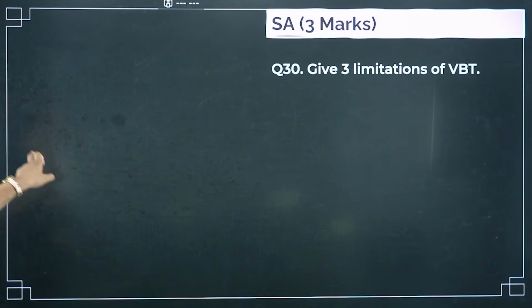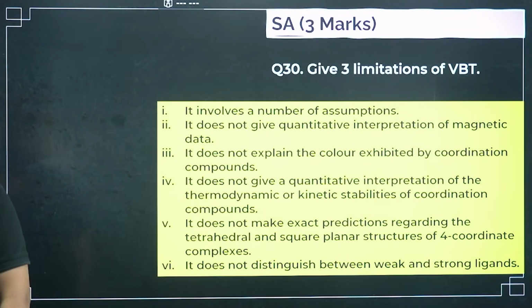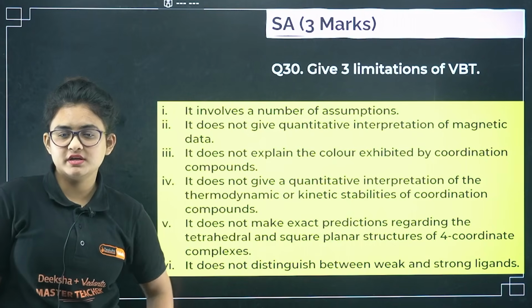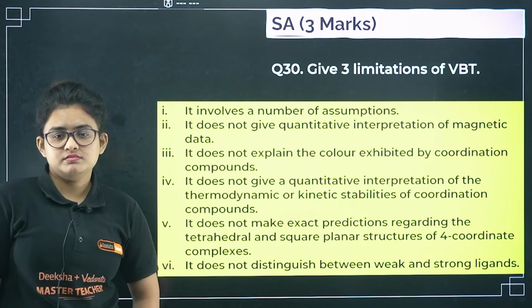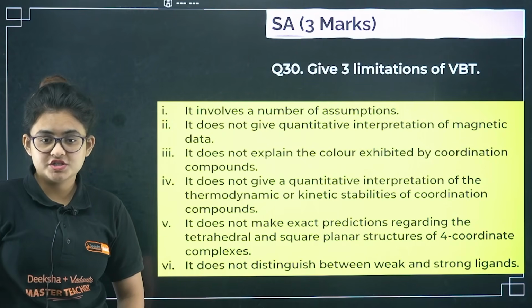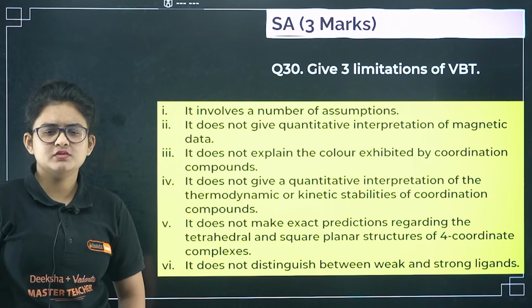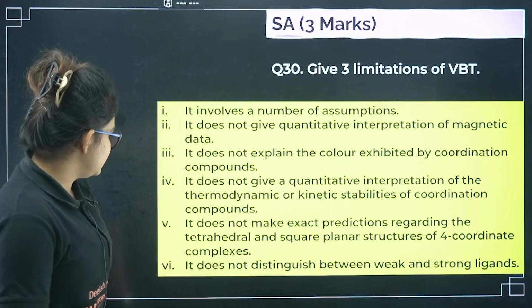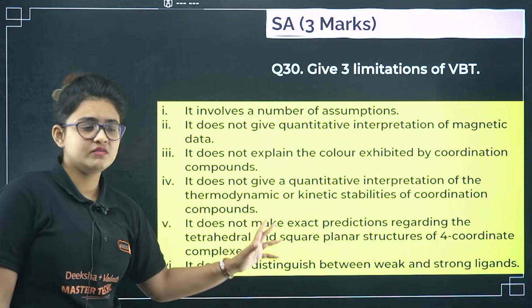Okay, let's proceed further. Give 3 limitations of valence bond theory. It involves a number of assumptions. It does not give a quantitative interpretation of the magnetic data. It does not explain the color, why color comes in coordination compounds. It does not distinguish between weak field and strong field ligands. Any 3 you can give out of these.